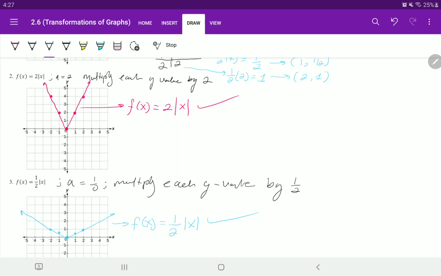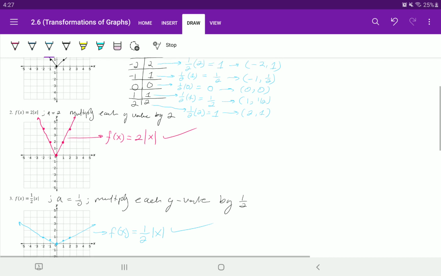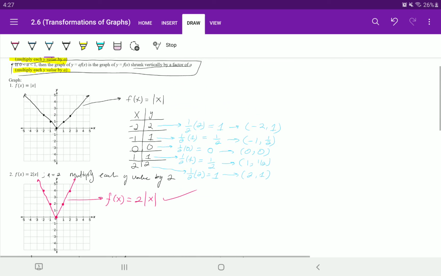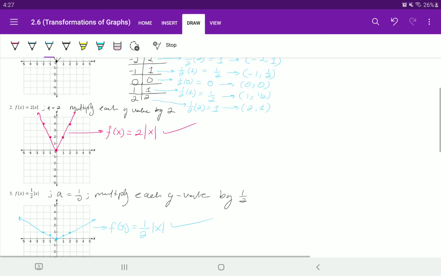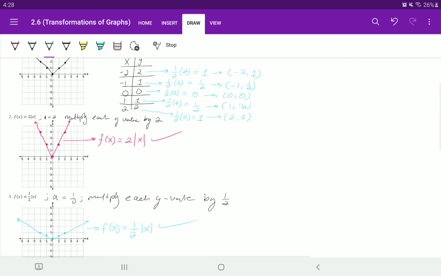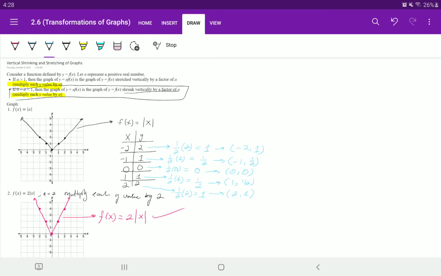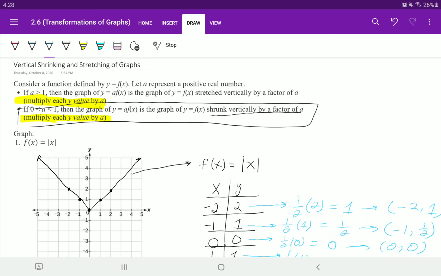Alright guys, I hope you understand what it means to perform the transformations of the functions. When I did the first one, that's a parent function. For the second one, I multiplied each y value by 2. And in the last one, I multiplied each y value by 1/2, therefore shrinking the function vertically. Please remember, it is a vertical stretch or vertical shrink when you are multiplying a value to the function.